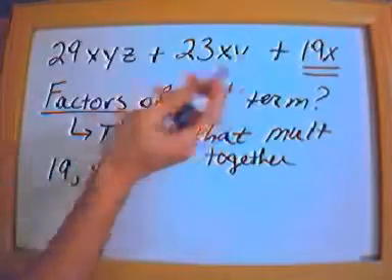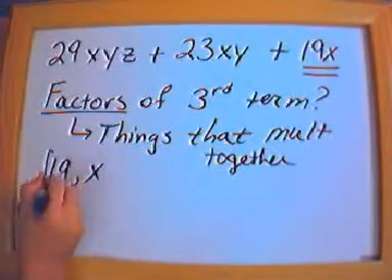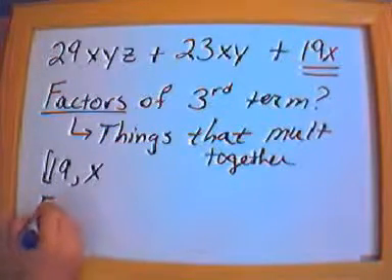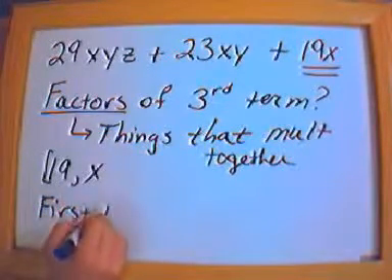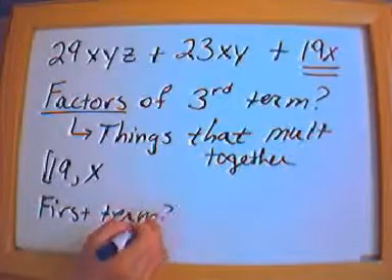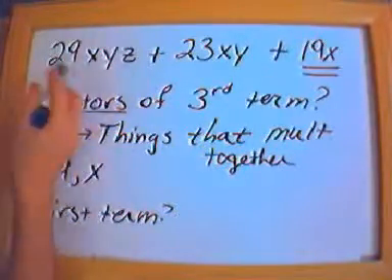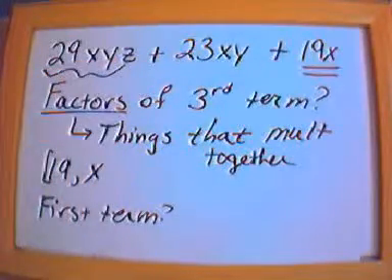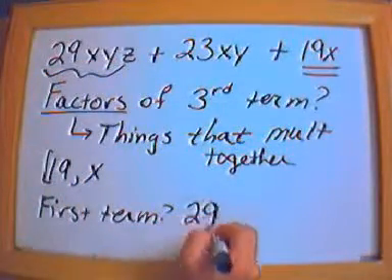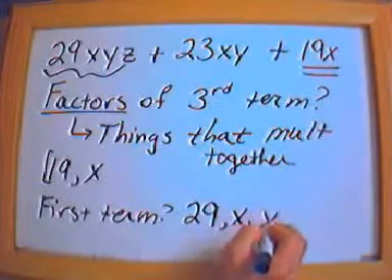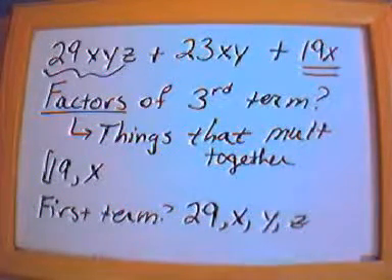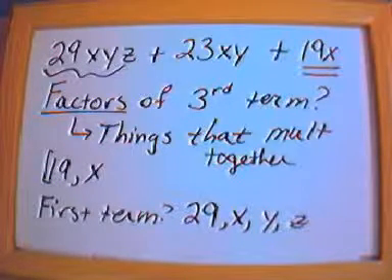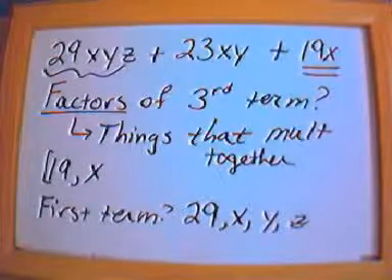So the factors of the third term are 19 and x. What are the factors of the first term? Well, what is everything multiplied together to give me this little term right here? We've got 29 in there, we've got x in there, we've got y in there, and we've got z in there. They all multiply together, so they're all factors. So that's what a factor is.